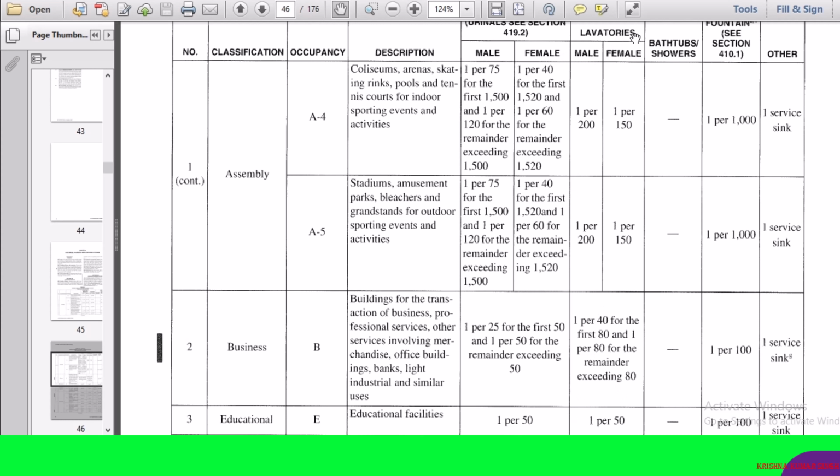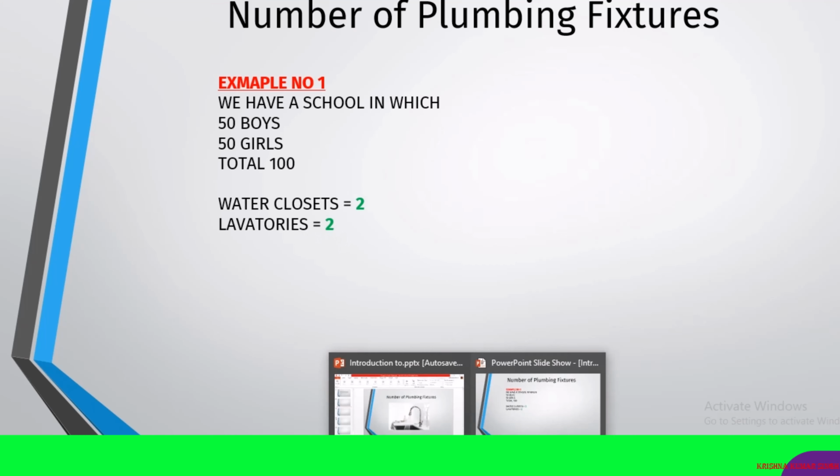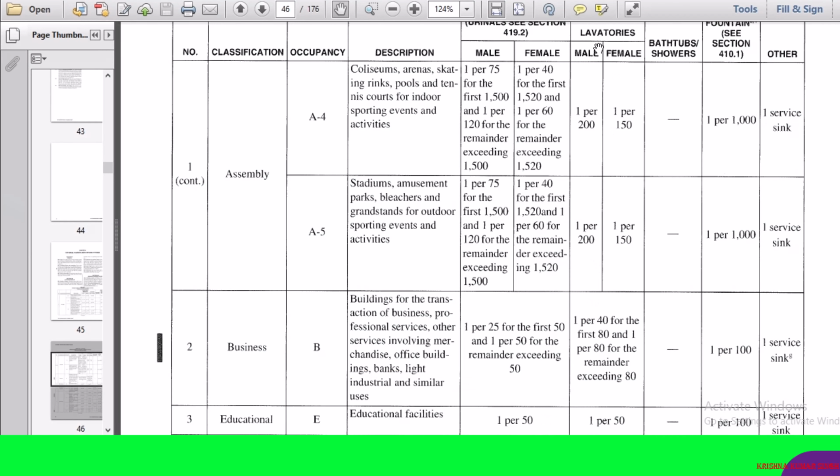In the case of laboratories, we have male and female both. The total number of students is 100, so we require 2 laboratories. Why? Because here it is written 1 per 50. The total number of students is 100, so for 50 students we need one laboratory, and for 100 students we can add one more laboratory.